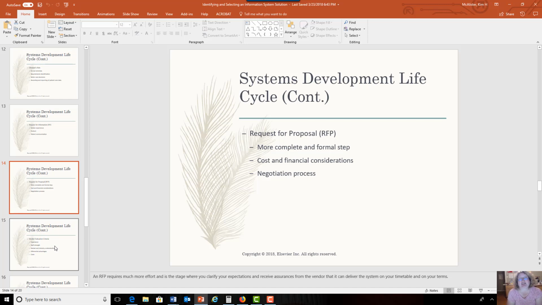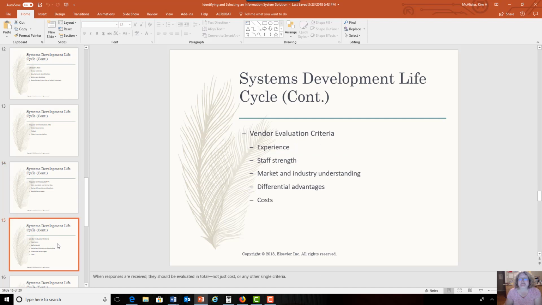So once you identify your vendor, then you're going to issue a request for a proposal. And this is more formal. This is where they will basically be giving you a bid, and the actual negotiation and the bid may come directly from the RFP. There's more to think about than just cost. You have to make sure that all of this is going to work with your organization. And you're going to be doing some negotiation here.